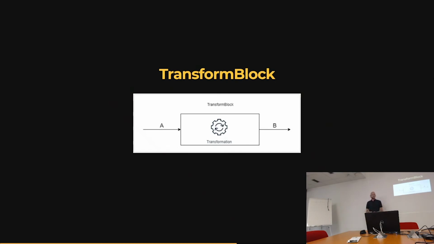The transform block we already saw. It's a block that will take a value of type A. It will somehow transform it to type B. In a sense, this transform block corresponds to LINQ select or map in F#, depending on the vocabulary you are using. So there's nothing really that strange about this block.